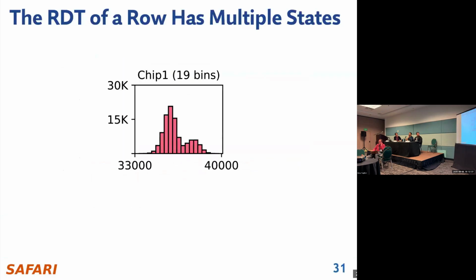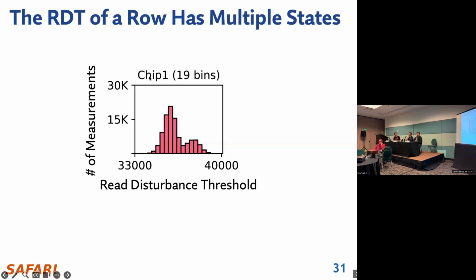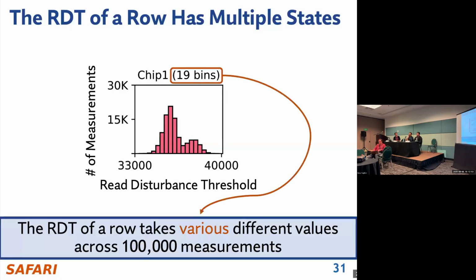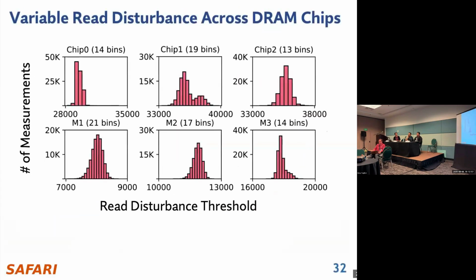So we actually characterize many chips. The paper has a lot more results. These are the bins for different read disturbance thresholds, and this is one particular chip. This is the number of measurements where the RDT falls into one of those bins. We do 100,000 measurements over here. So you can see that it's a distribution like this.